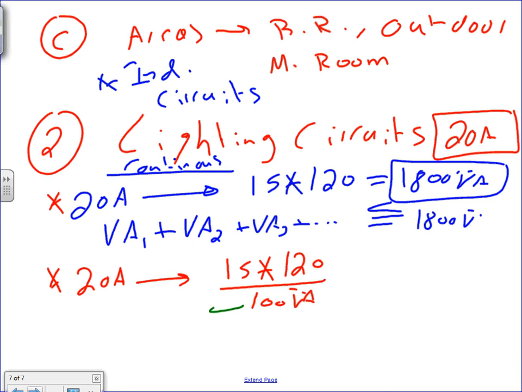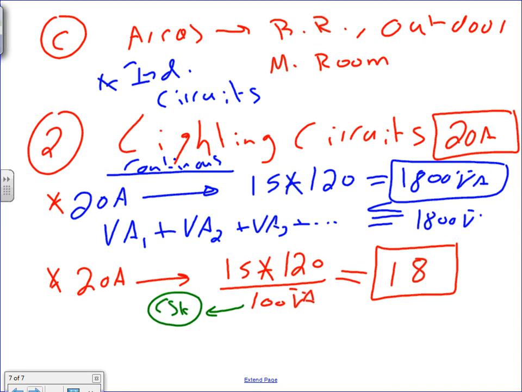And where does this come from? CSK, disclaimer. So I put the disclaimer next to it, so you know CSK is my initial. How many can you do based on this? 18 fixtures.